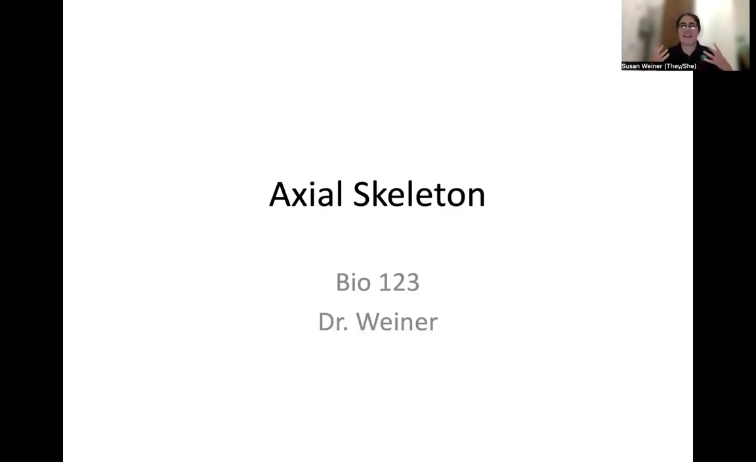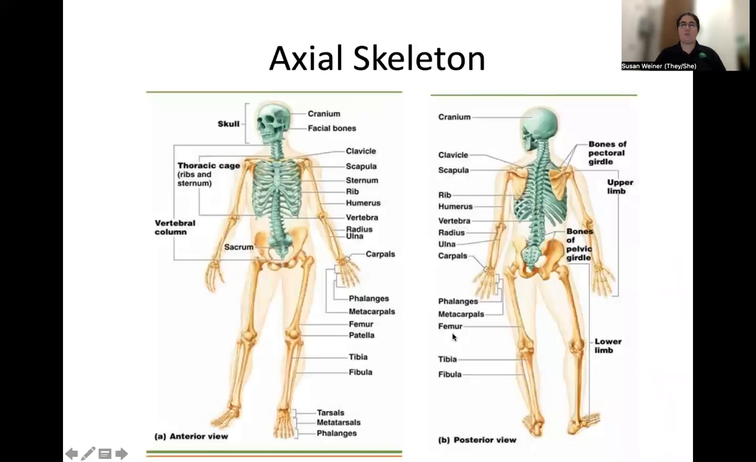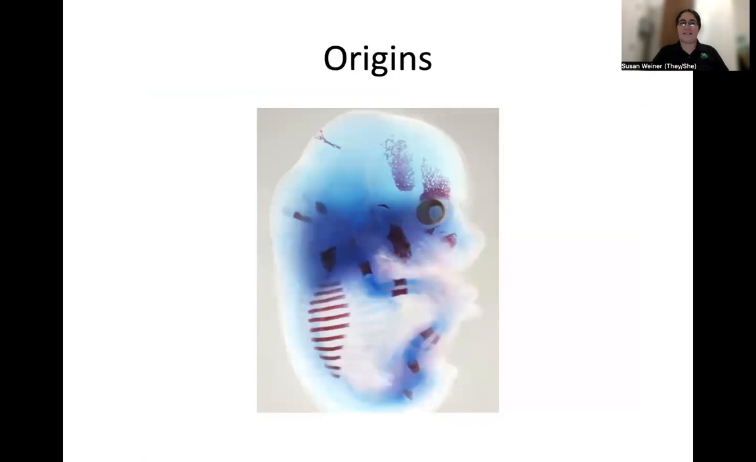Today we're going to be talking about the axial skeleton. When we talk about the skeleton, we divide it into the axial and the appendicular. Axial, you can think axis. It's the center line, the head and the vertebrae and your ribs. All the things that are in your limbs, your appendages, that's appendicular, which we'll talk about next week. So today we're focusing on this axial skeleton.